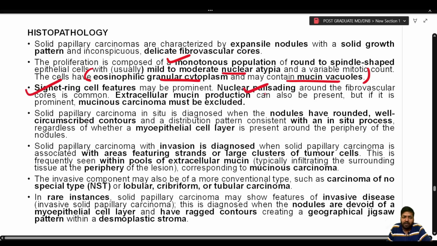Nuclear palisading around the fibrovascular core is common. Extracellular mucin production can also be present, but if it is prominent, mucinous carcinoma must be excluded.